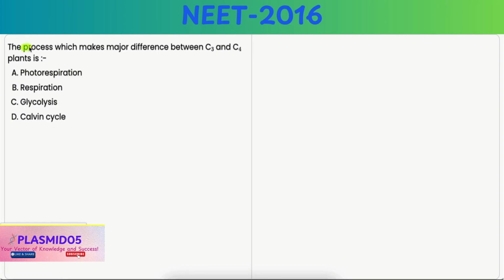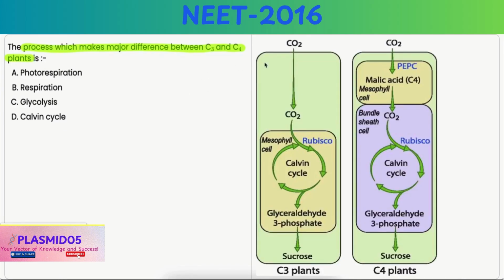In this question, you have to identify the process which makes major difference between C3 and C4 plants. Option A, photorespiration. Now, photorespiration occurs in C3 plants when oxygen competes with carbon dioxide for binding to the enzyme rubisco, thus leading to the loss of fixed carbon and energy. While C4 plants minimize photorespiration by separating carbon fixation and the Calvin cycle spatially using a mechanism involving PEP carboxylase, which has higher affinity for carbon dioxide and does not bind oxygen. Hence, it is the correct option.